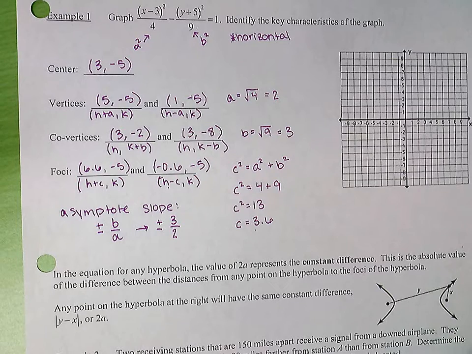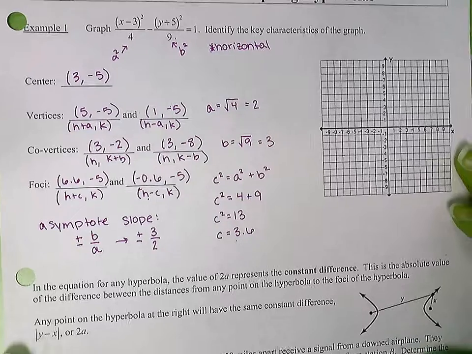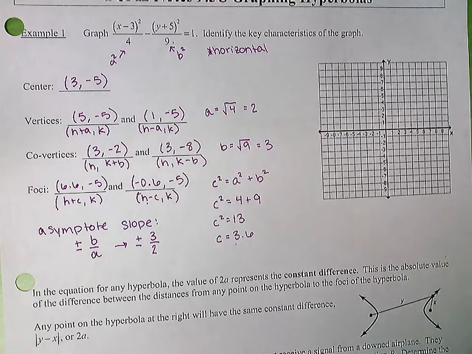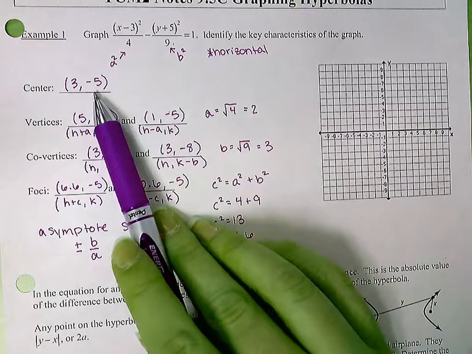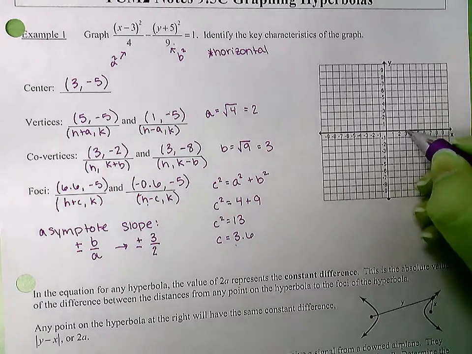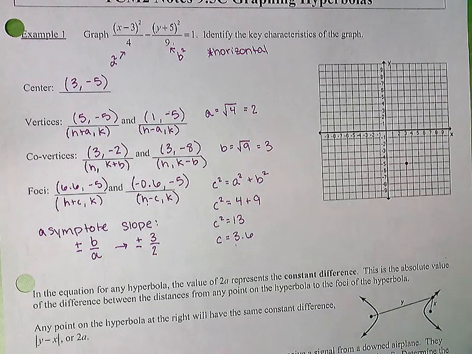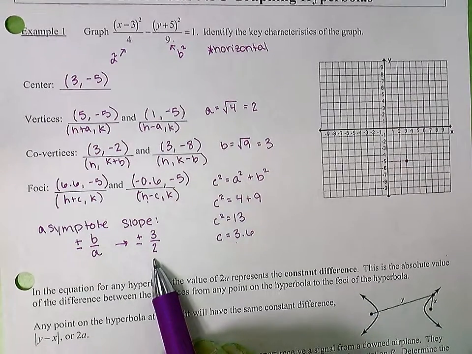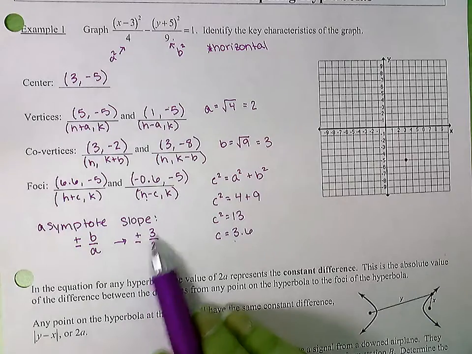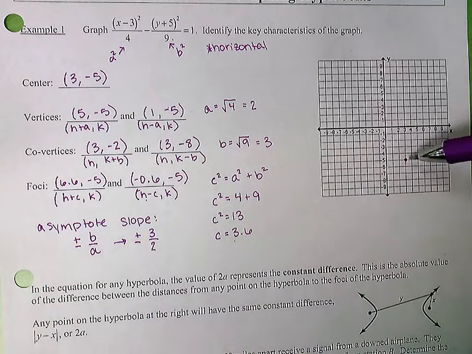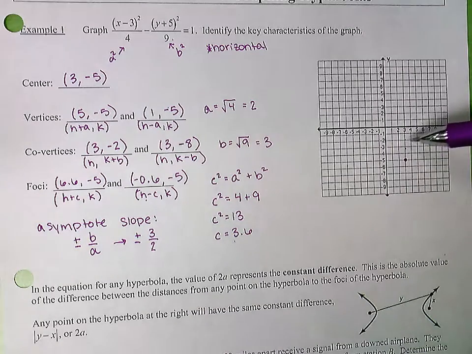Okay? So when I'm graphing this, what I'm going to do first is plot this center point at 3, -5. So 3, -5, it's right here. Now from that point, I'm going to use this slope. I have plus or minus 3 over 2. That's your rise over your run. So from here I can go up 3 and then right 2. Okay, that's another point on that asymptote.